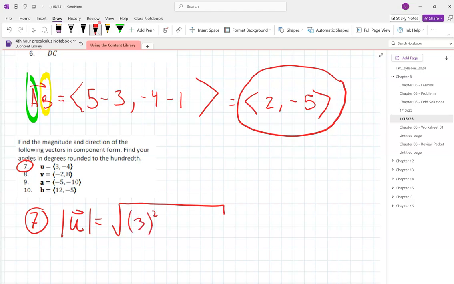Just like x squared plus y squared. It's the square root of x squared plus y squared. So 3 squared is 9, -4 squared is 16, 9 plus 16 is 25, and the square root of 25 is just 5.